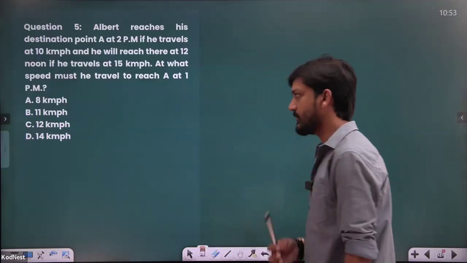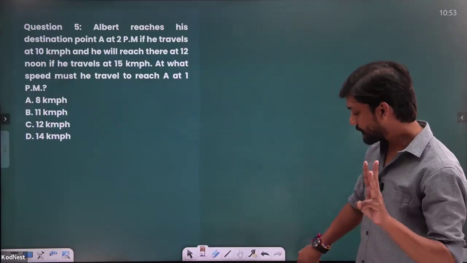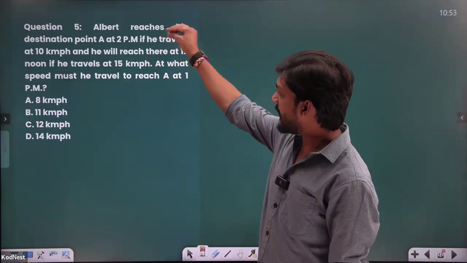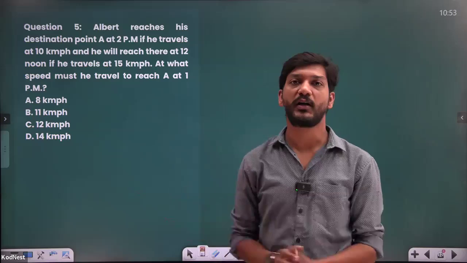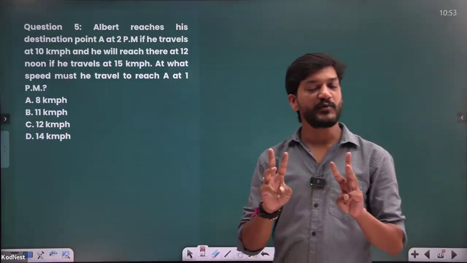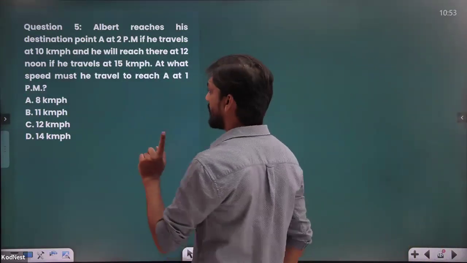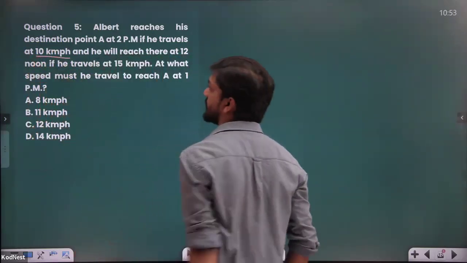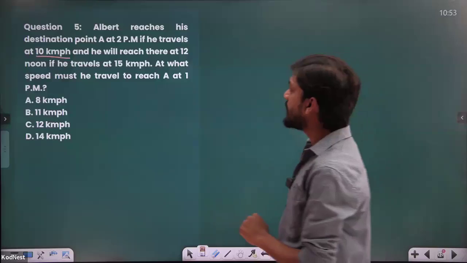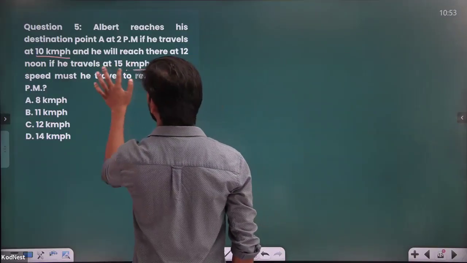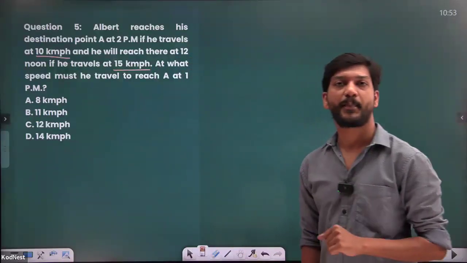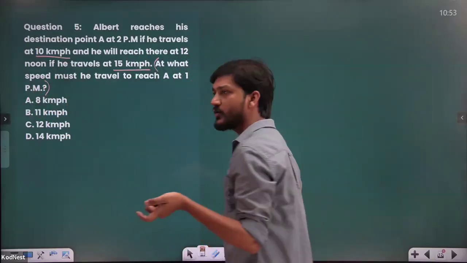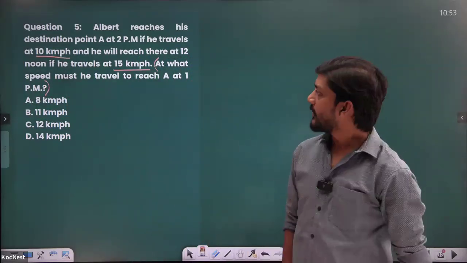All right. Similar question. Again, three situations we have. Albert is thinking to go to a destination point A. So three times he is thinking. The first thinking is, if I travel at 10 kmph, then what happens? The second thinking is, if I travel at 15 kmph, then what happens? And the third one is, he is thinking now, I want to reach at 1 p.m. So what should be the speed? So this is what he's thinking.